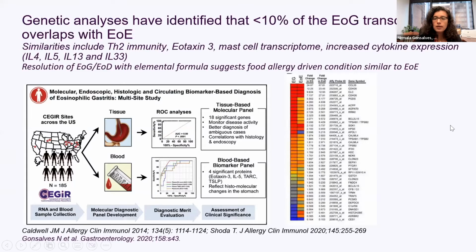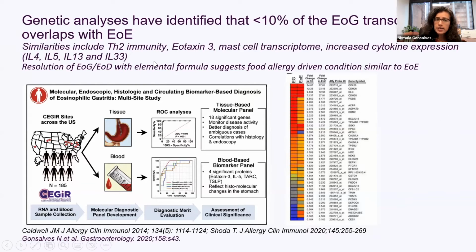The Seeger group and Dr. Rothenberg's group at Cincinnati Children's have also done a little deeper dive looking at the genetic analysis and doing some comparisons with EOE. And they found that the genetic analysis has identified that less than 10% of the EG transcriptome overlaps with EOE. What you can see here on the right panel is a heat map of the genetic transcriptome, and you can see a lot of preserved genes across, but there are some definite unique genes.